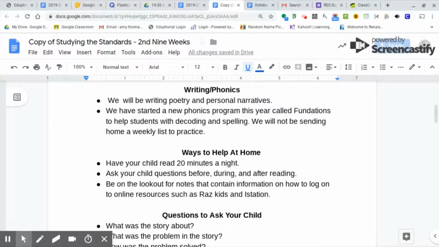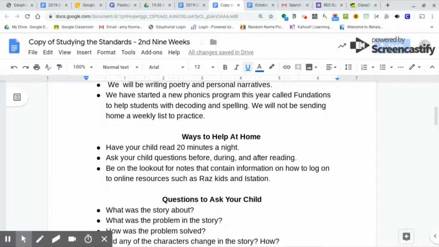In our writing and phonics, we are going to be writing poetry, and we're also going to be writing personal narratives, having the students brainstorm and go through the writing process with those as well. We also have a new phonics program this year called Foundations, and that's to help students with decoding and spelling. So there will not be a list coming home every week to practice. Those are things that we work on in class.